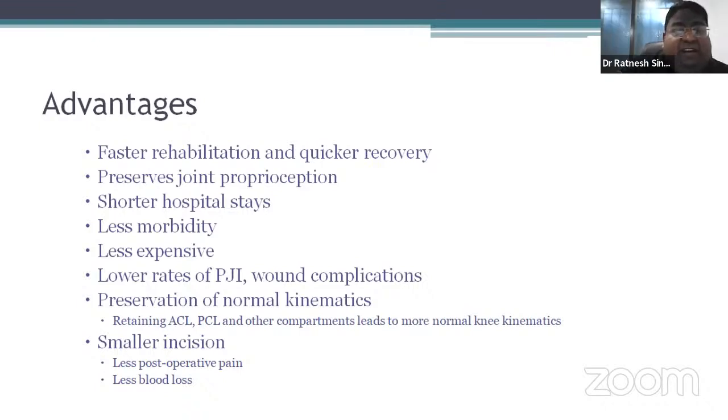So coming to the advantages, this UKA has a much lower rate of prosthetic joint infection and wound complications as compared to the total knee replacement. Here we preserve the normal kinematics of the knee. We are retaining the ACL, PCL, other ligaments and compartment, whose lateral and patellofemoral is also preserved. So it leads to more normal knee kinematics. Incision is small, so there is less post-operative pain and less blood loss.